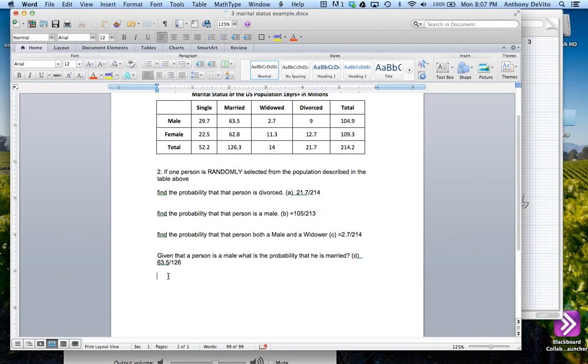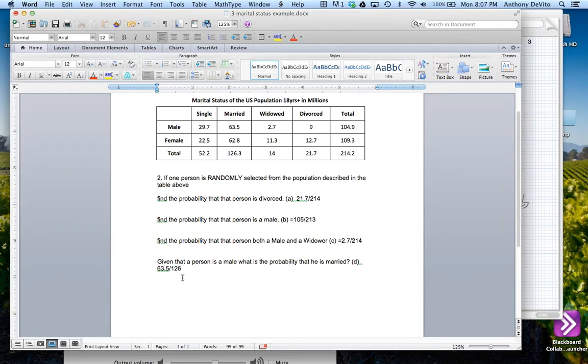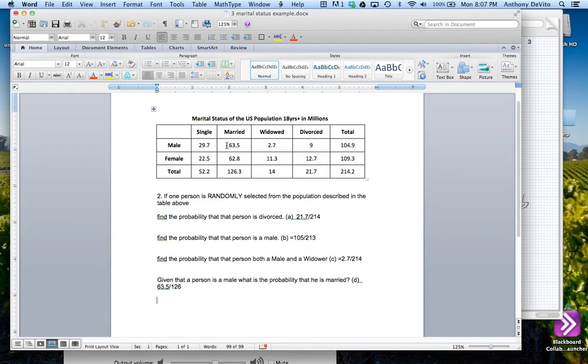But that's what conditional probability really means. What's the probability of being married? It's 126 out of 214, right? That's the number of married people out of the total population. What's the probability of being married, given that you're male, says that we're only going to look at the condition that male has already been satisfied, that you have to be male, that that's the only population we're dealing with. What's the probability now that they're married? 63 over 104. Okay, so that's what conditional probability is all about.